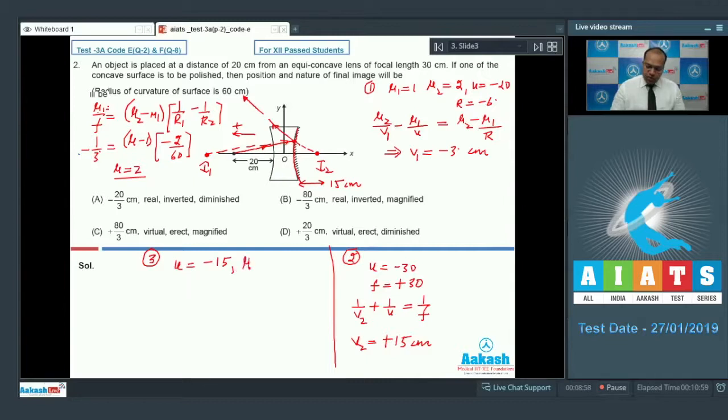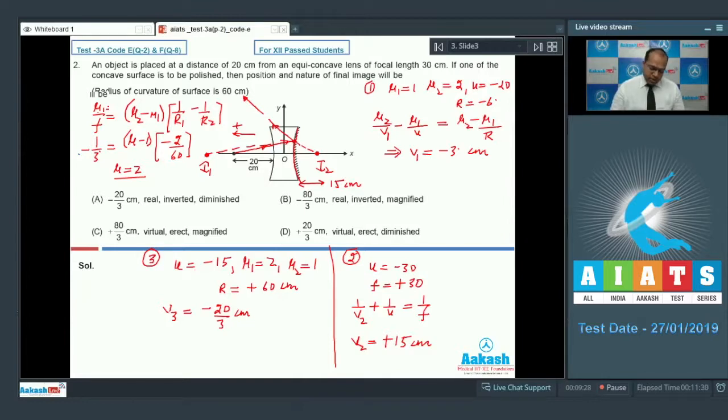In this case, the value of mu1 is 2, the value of mu2 is 1, and the value of R. So the center of curvature of this curved surface is in this direction. So the value of R is considered to be plus 60 centimeter. So again, if I apply the formula mu2 upon v minus mu1 upon u is equal to mu2 minus mu1 by R, then the value of v3 comes out to be minus 20 by 3 centimeter as per this convention.